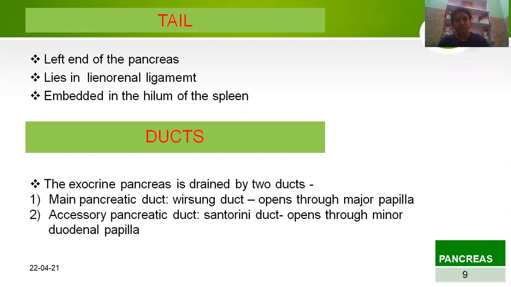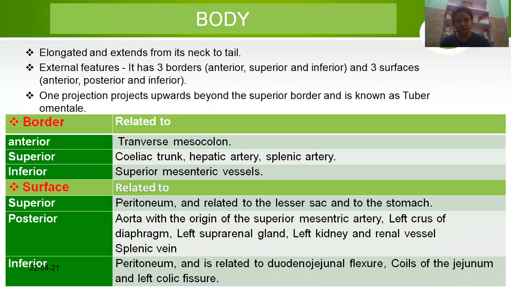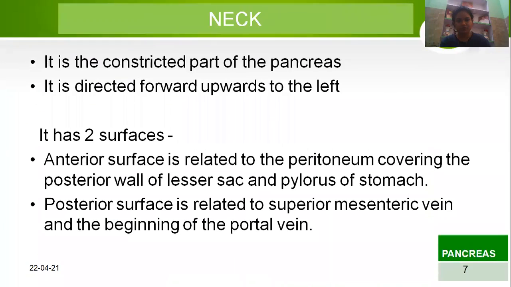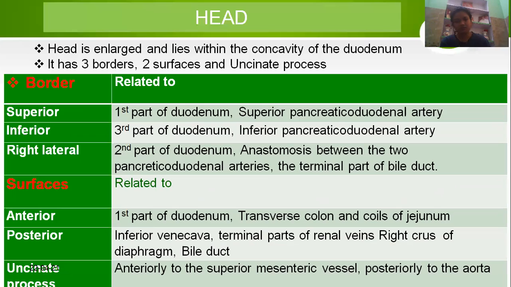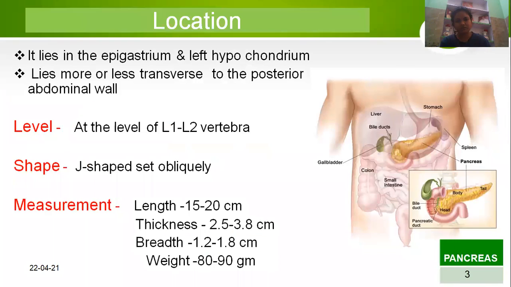There are two ducts found in the pancreas, the main pancreatic duct and the accessory pancreatic duct. About this, we will talk in our next PPT or next video. This is the first part in which we will talk about the general or basic or principal or external features of the pancreas. I hope you will understand very well. Let's just revise this portion.